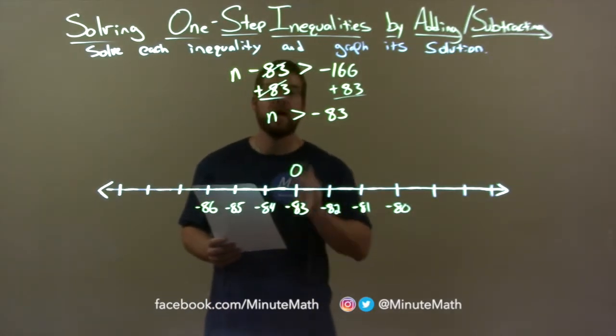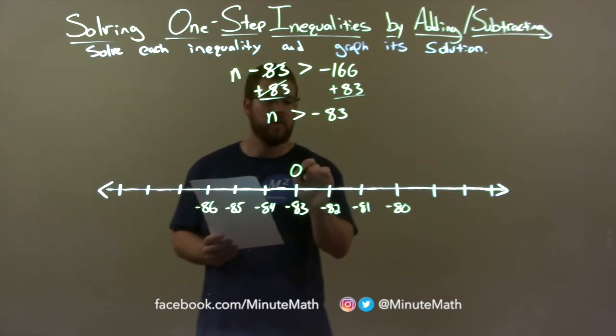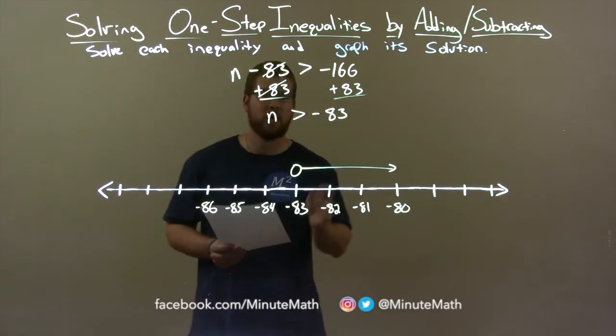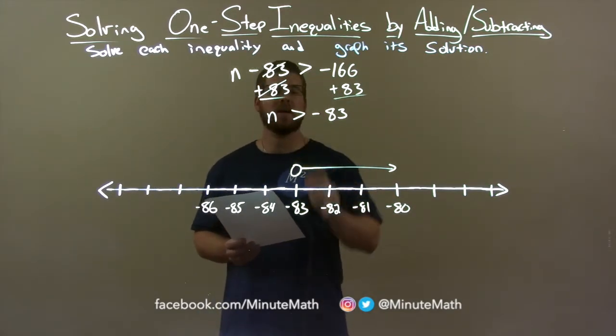Well, since n is not equal to negative 83, we put an open circle right there at negative 83. N is greater than, so we put an arrow to the right, and there we have it. Our graph matches our final answer. N is greater than negative 83.